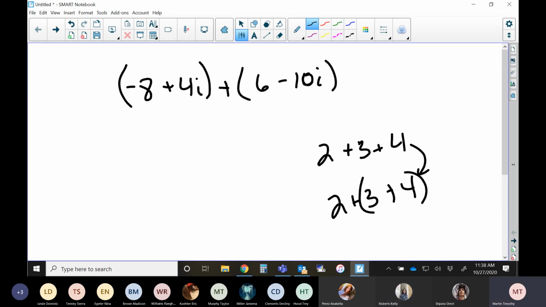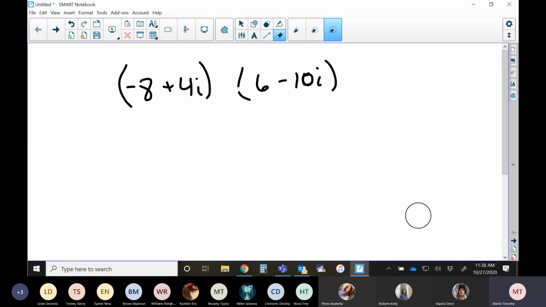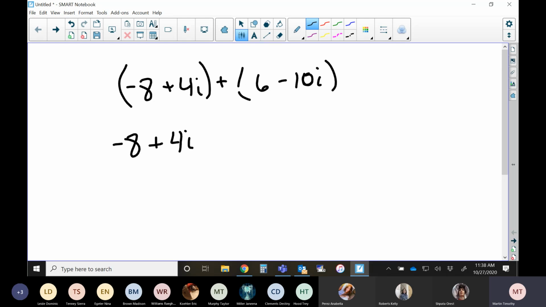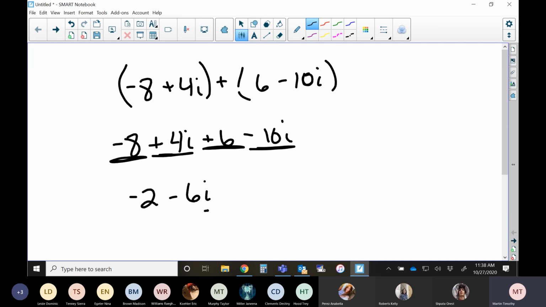Take them out. Because of this plus sign right here, I can actually take them out. If that plus sign wasn't there, then what am I supposed to do with these two bubbles? Distribute. Yes, and that's a totally different process. So since this is a plus sign, I can think of this as negative 8 plus 4i plus 6 minus 10i. Then a negative 8 and a positive 6 can combine, and that gets me negative 2. A positive 4i and negative 10i are like terms, leaving me with negative 6i. That would be my final answer for that question.